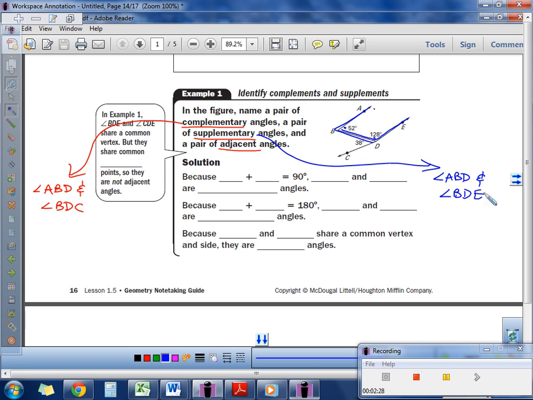The last one is adjacent angles. And those are angles that are stuck together. They share a side and a common vertex. So adjacent over here would be these two angles that are stuck together. And we could name them C, D, B. And the other one could be named B, D, E. That's an example of naming. The key thing you've got to remember about naming is that I can switch these outer letters as long as I keep the vertex letter in the middle.